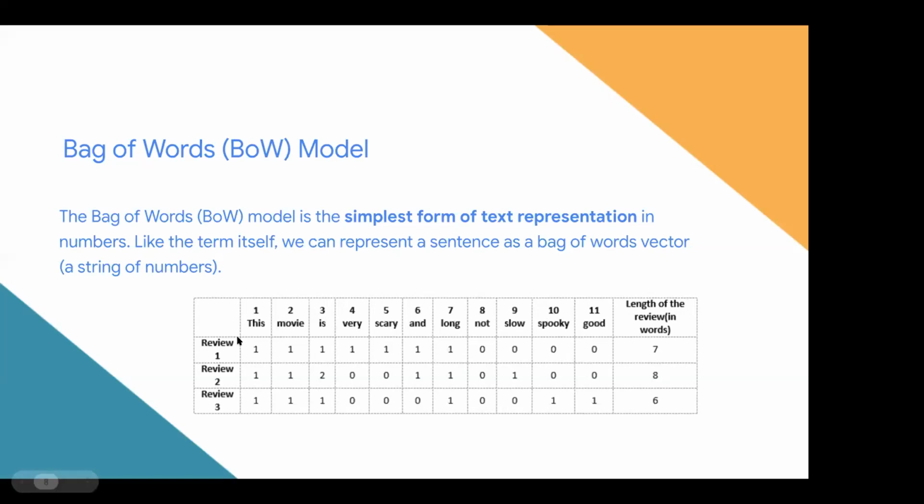So this is the first sentiment or review in this example, and in this review the first word, this, exists. So we put one. A movie exists, so we put one, and so on. Words that do not exist in review number one get zero, and so on. This is the matrix. So this represents the frequency of each word in this document.